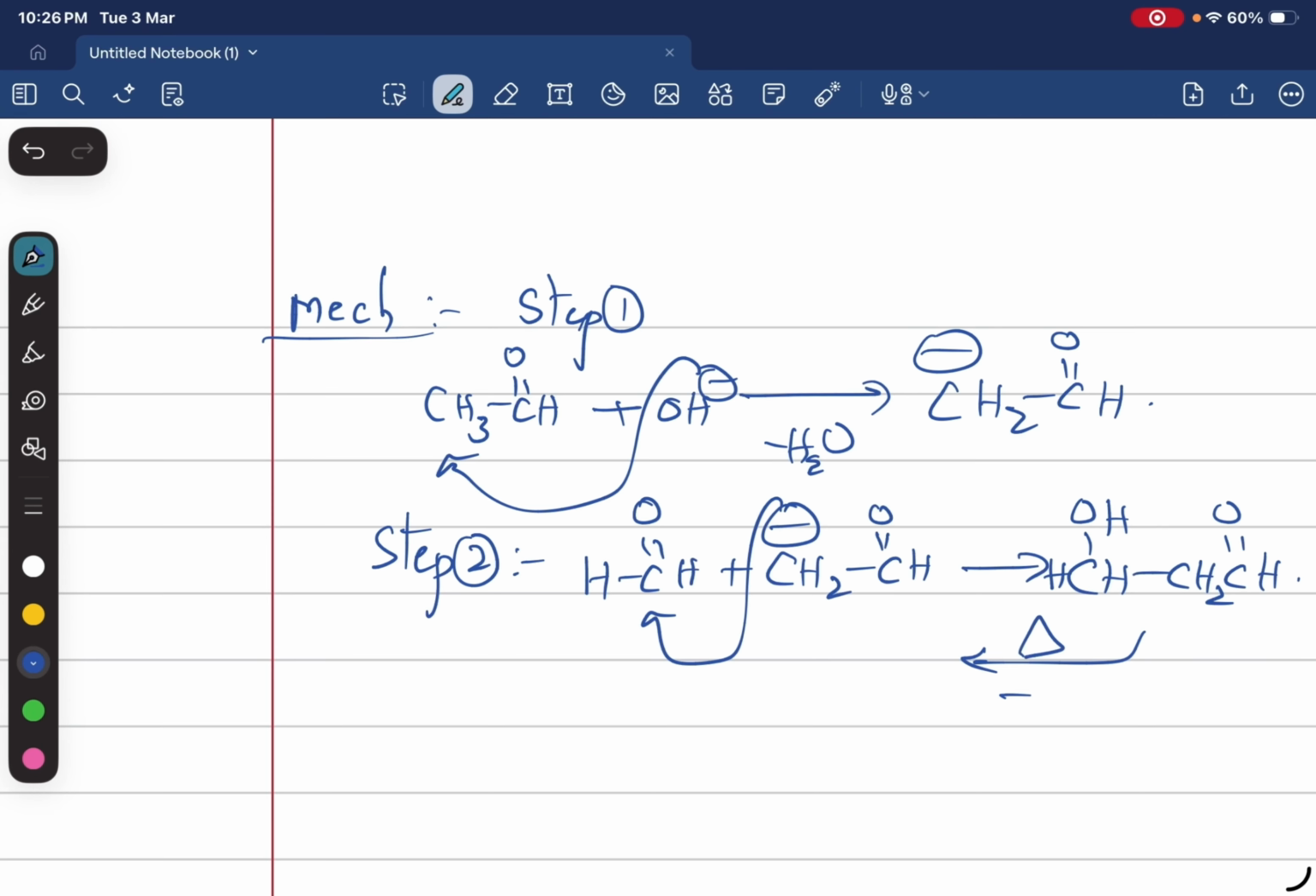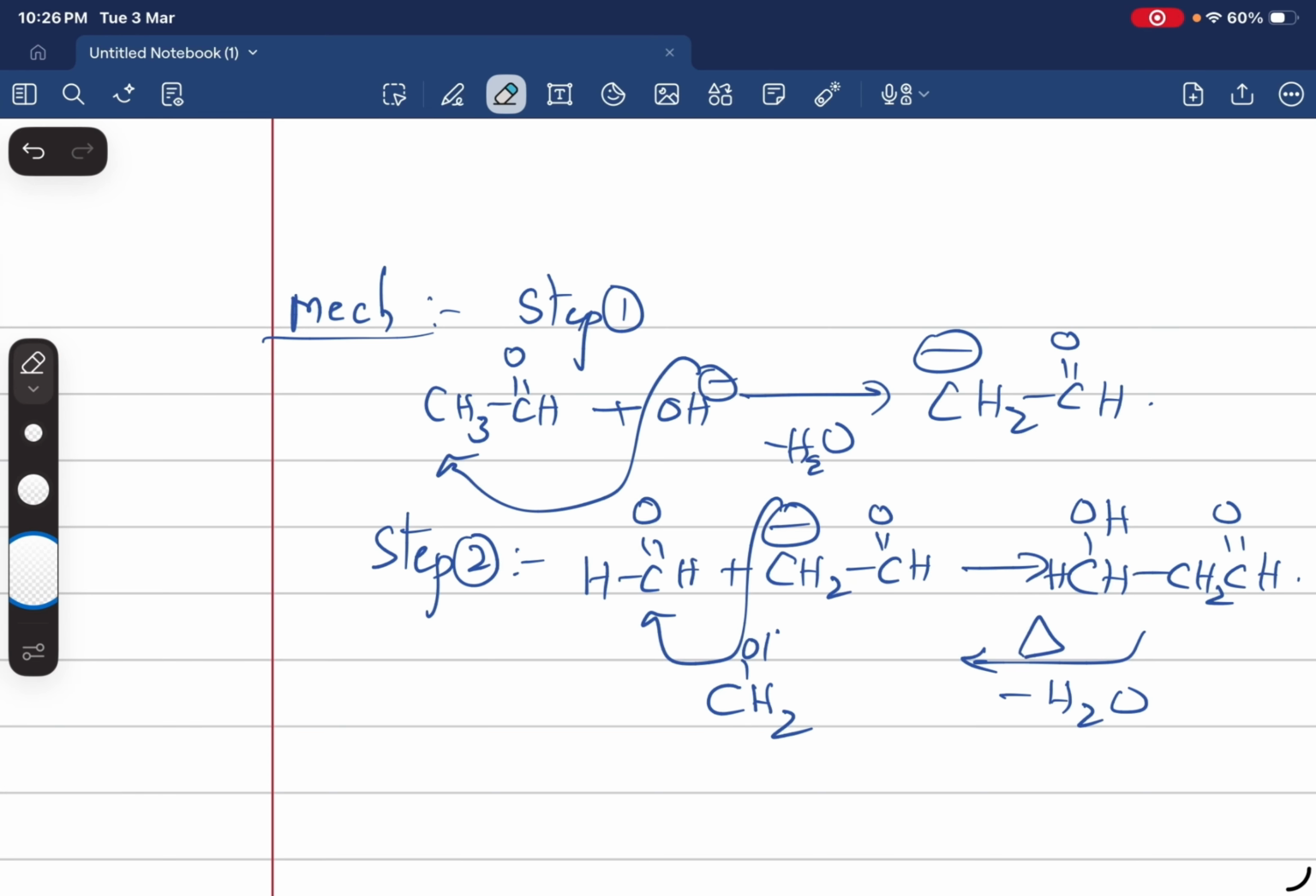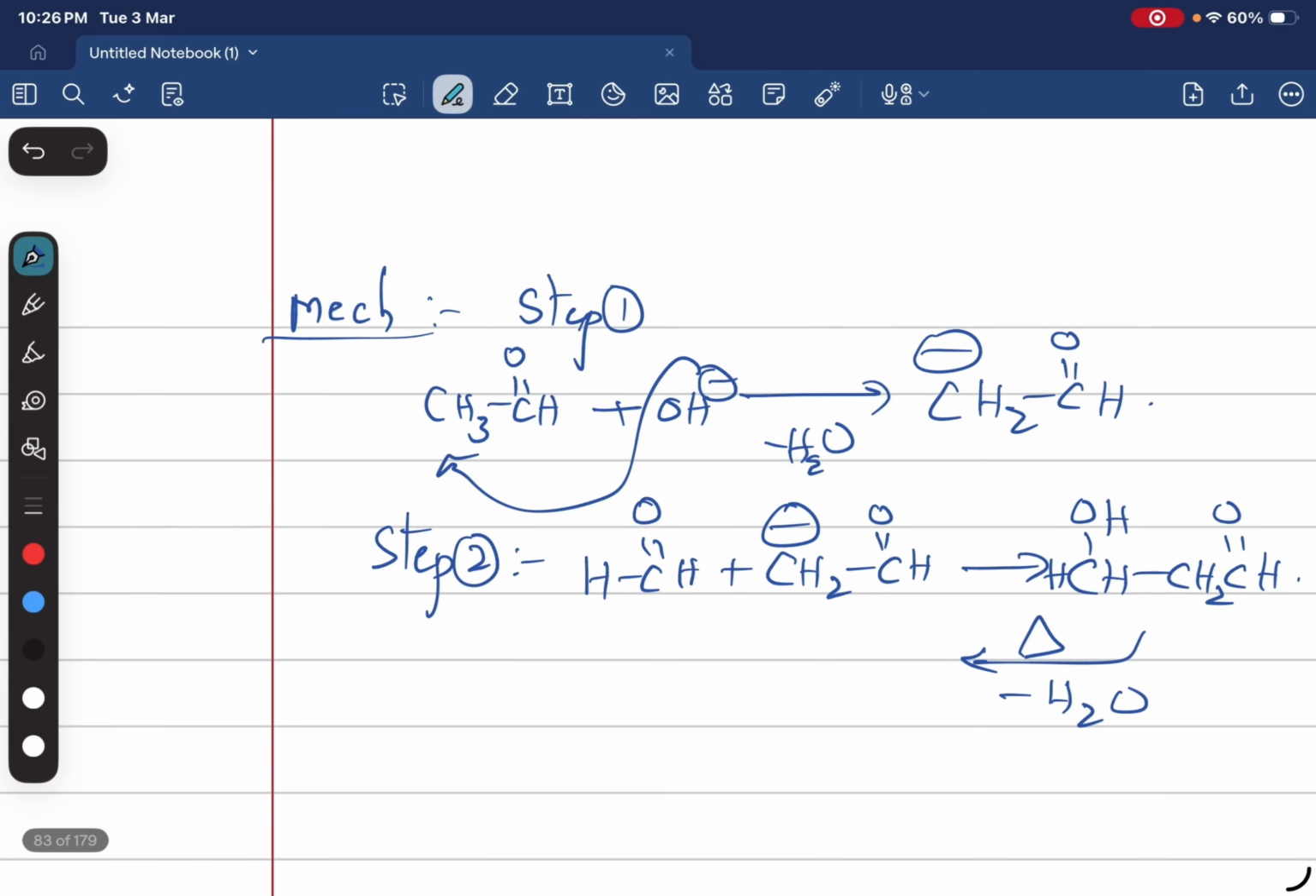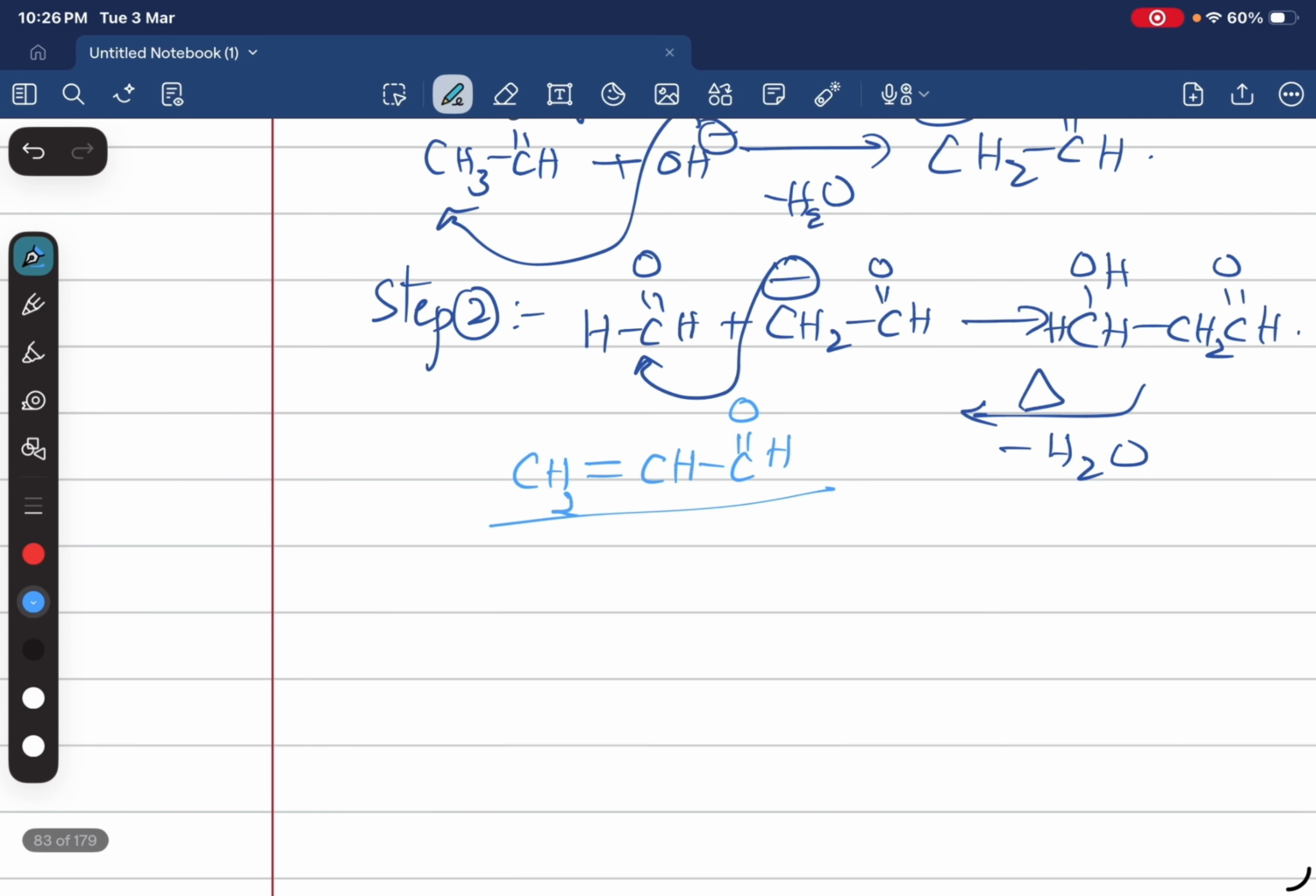CH2OH and CH2 C double bond OH. That is how on heating it loses water and gives CH2OH. So what you will get is just CH2 double bond CH C double bond OH, which is nothing but an alpha beta unsaturated carbonyl compound. This is how the reaction happens.